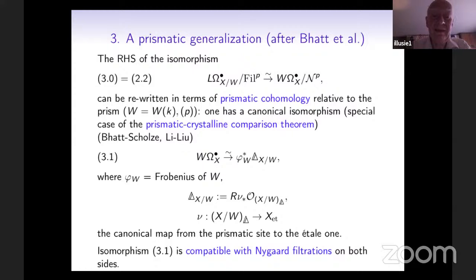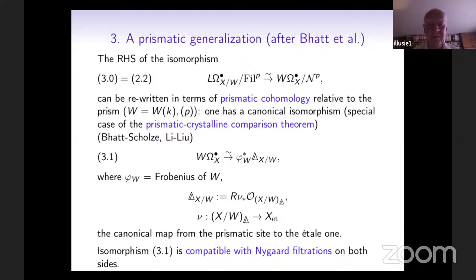In fact, the so-called prismatic-crystalline comparison theorem gives you that the de Rham-Witt complex, which calculates crystalline cohomology, is in fact the complex calculating prismatic cohomology up to some inverse image by phi. Here phi_W is the Frobenius of W, and the prismatic complex of X over W is the direct image of the structure sheaf by the projection of the prismatic site to the étale site.